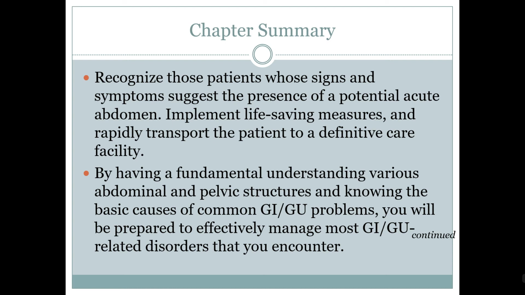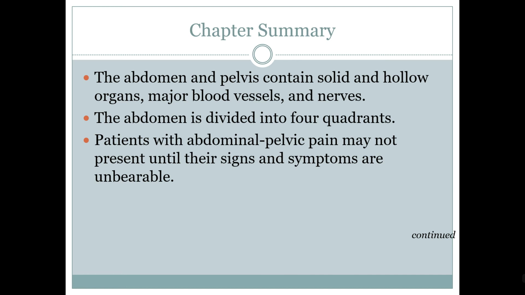Okay, recognize that those patients whose signs and symptoms suggest the presence of a potential acute abdomen, implement life-saving measures, and rapidly transport the patient to a definitive care facility. By having a fundamental understanding of various abdominal and pelvic structures and knowing the basic causes of common GI and GU problems, you will be prepared to effectively manage most GI and GU related disorders that you encounter. The abdomen and pelvis contain solid and hollow organs, major blood vessels, and nerves. And remember, the abdomen is divided into 4 quadrants. We've gone over that so many times.